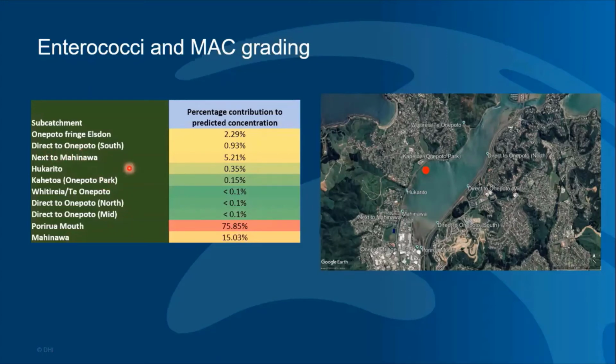One of interest was Onipoto Fringe, which was a sub-catchment within the other arm of the Porirua Harbour, and so there was a 2% contribution due to inputs from quite remote sub-catchments. And again, this just highlighted the need for the connectivity approach in terms of understanding which catchments are influencing particular sites in terms of predicted enterococci.